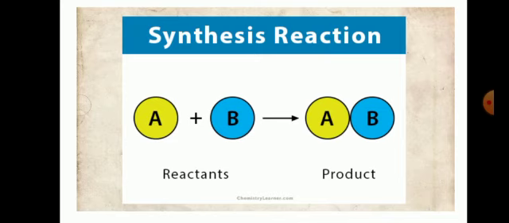So here you can see the synthesis reaction. Here you can observe that A plus B will give you AB, that is the product, and A and B are the reactants. So this is the synthesis reaction, that is the combination reaction.